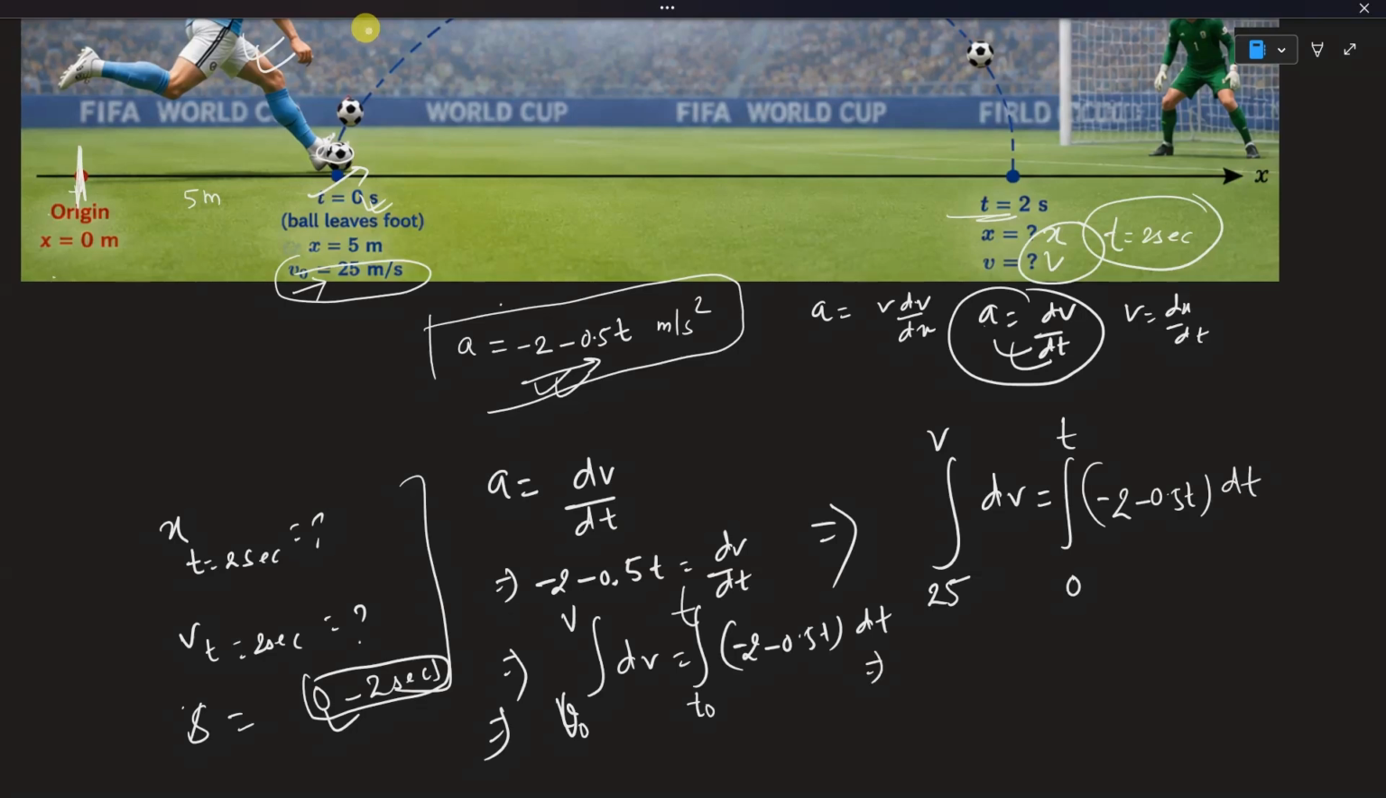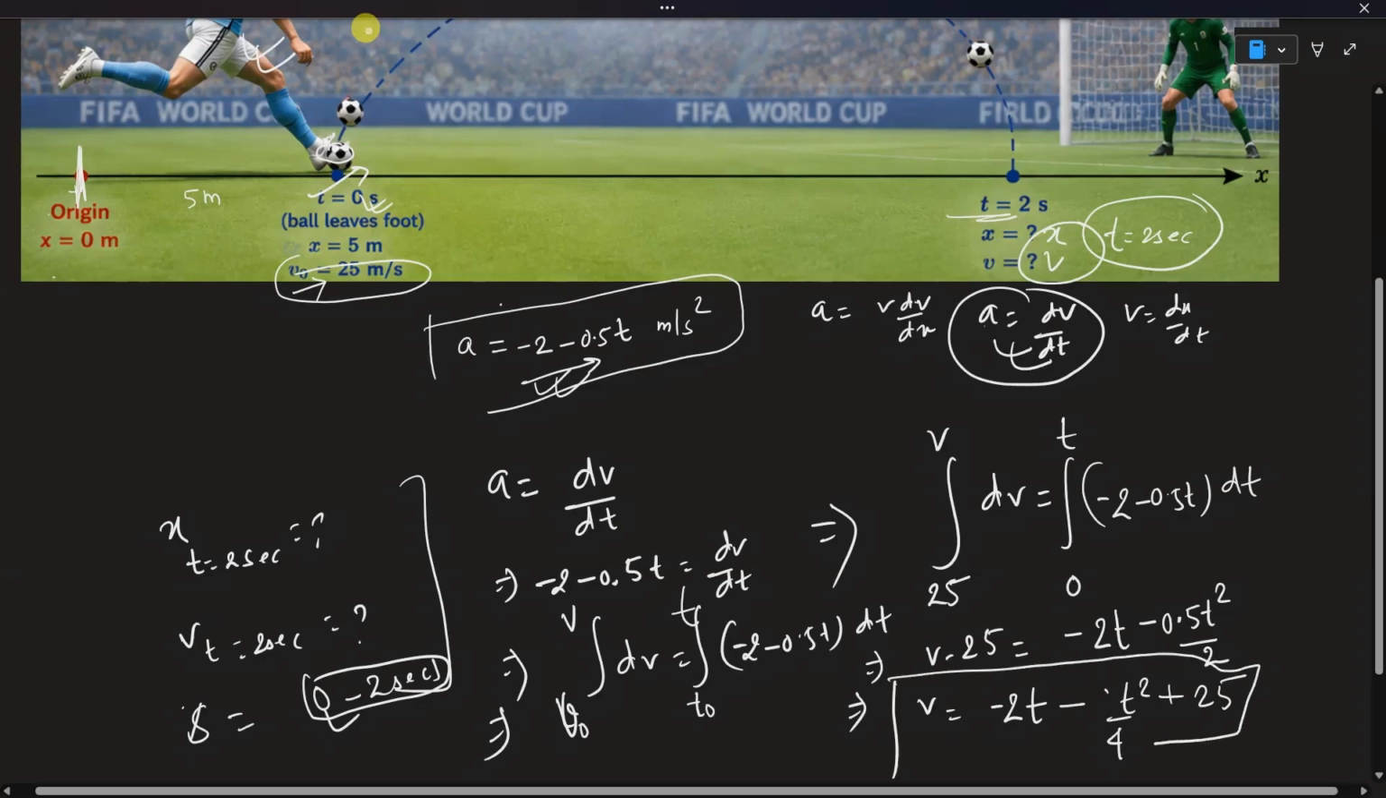So if you solve this, then it will be v minus 25 is equal to -2t minus 0.5 t square divided by 2. So the final equation in terms of v is v equals -2t minus, so 0.5 can be written as 1 by 2, so t square by 4 plus 25. So this is the equation in terms of final velocity v.